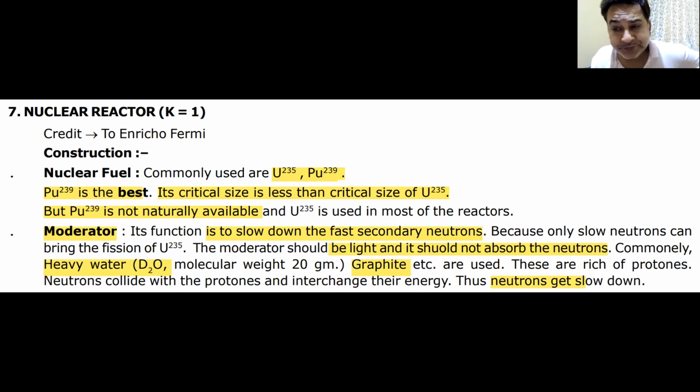We got this, bacha? You noted this down? The function of the moderator.